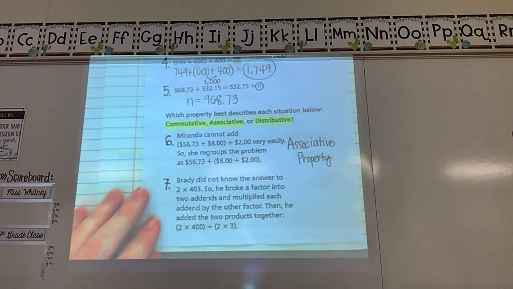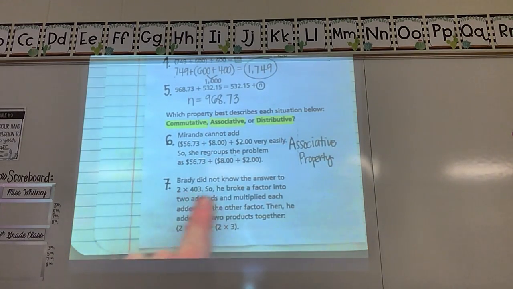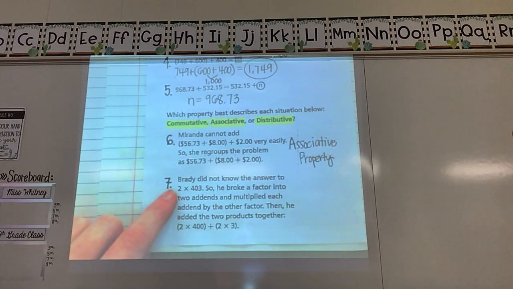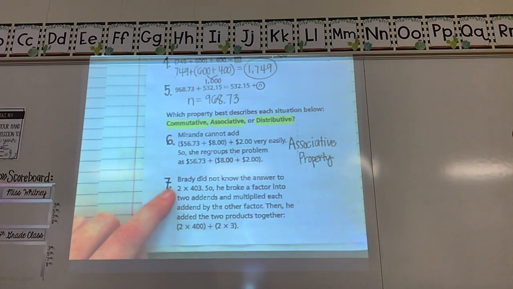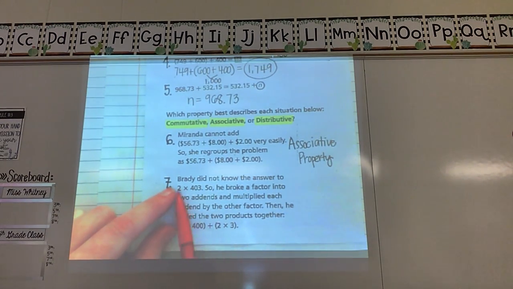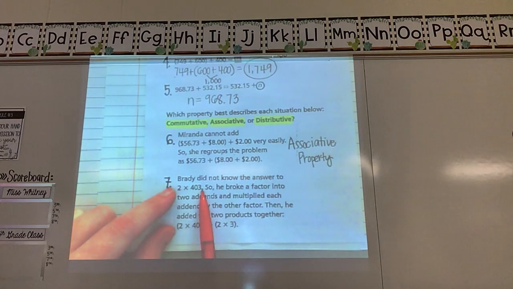All right, one more, number 7. Brady did not know the answer to 2 times 403. So he broke a factor into 2 addends and multiplied each addend by the other factor. Then he added the 2 products together. So this is what he turned it into. He started with 2 times 403, but he didn't know that. So instead, he broke it up into groups. 2 times 400 plus 2 times 3.